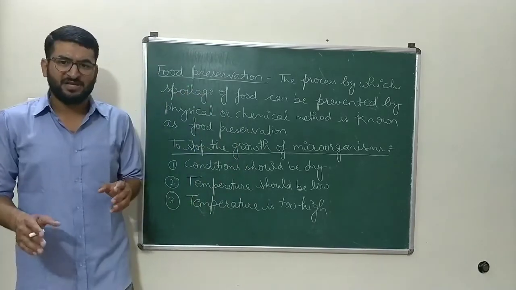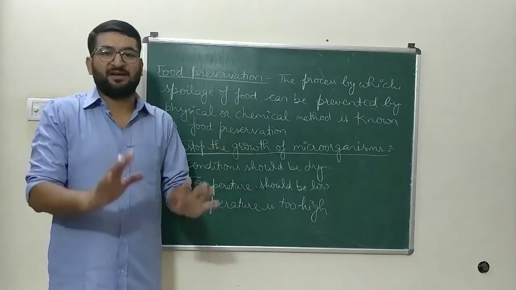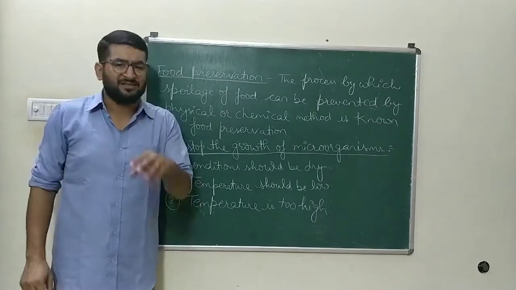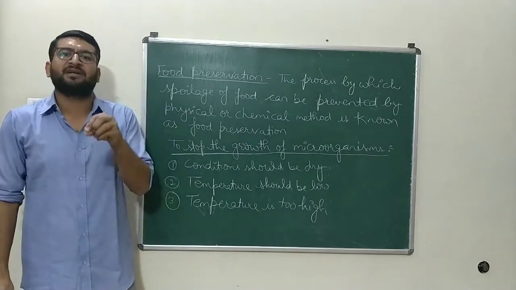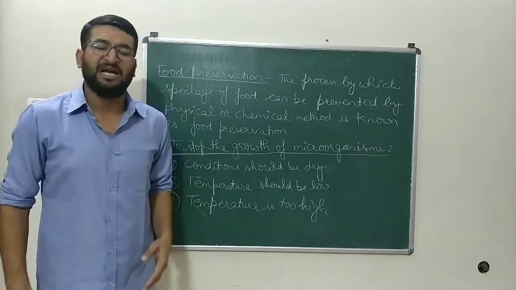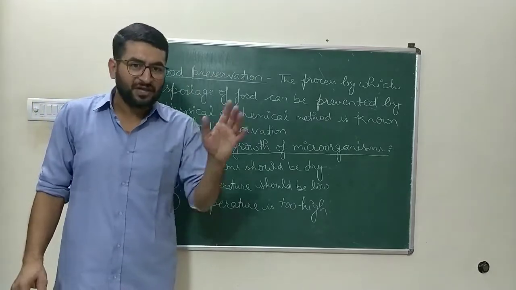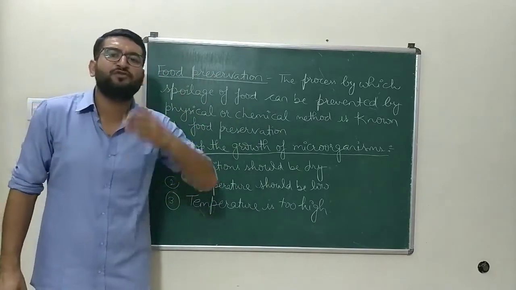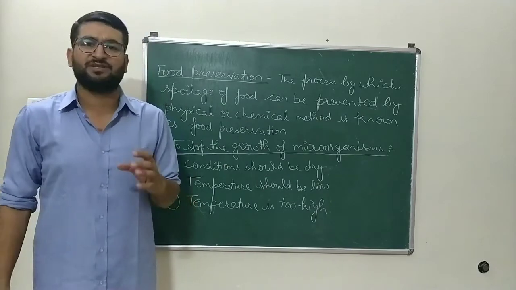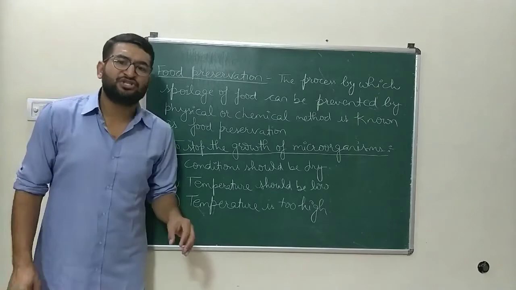The growth of microorganisms can be stopped first by making the conditions dry. In dry conditions, the water content is low, and with less water content, microorganisms like bacteria and fungi do not grow. As we had studied, bacteria and fungi require moisture to grow. And if we make the dry condition, if we remove the moisture from any substance, from any food, then food preservation can be done.